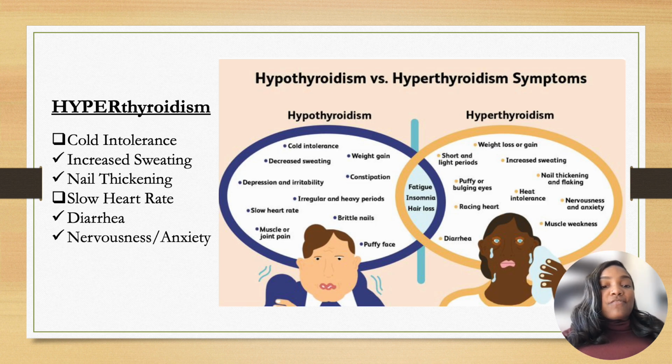And there we have it. So hyperthyroidism is the first thing that you have to consider. What are they asking me? Hyperthyroidism. So now we are able to think, okay, what symptoms are associated with hyperthyroidism? And related to this specific question, we will be clicking increased sweating, nail thickening, diarrhea, nervousness, and anxiety.